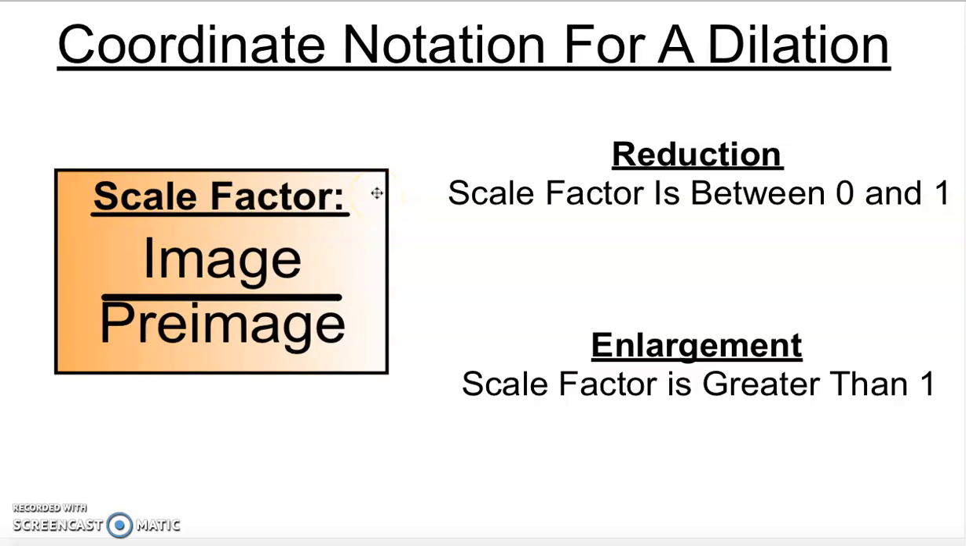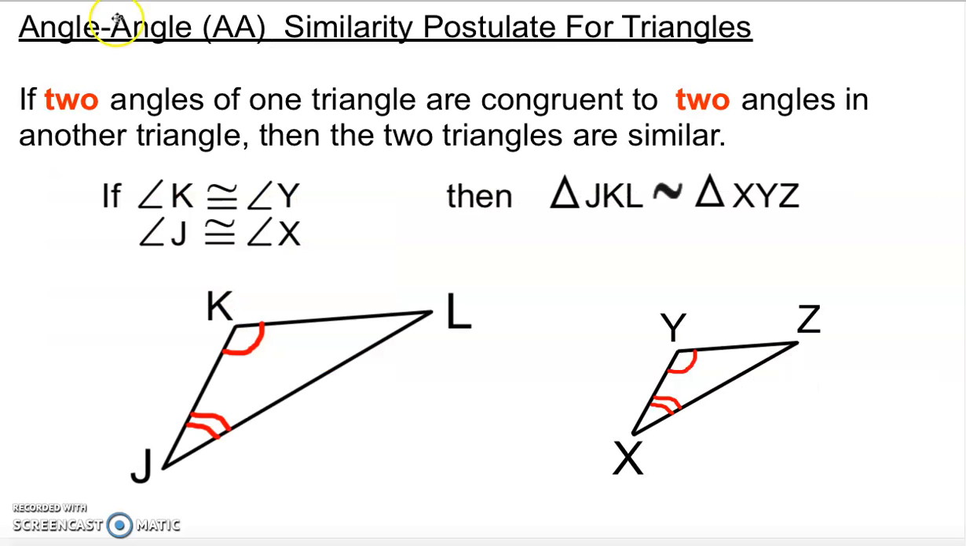So a regular notation for a dilation is image over pre-image, and that's locked. Like you can't manipulate that or change it. It is always image over what it is over what it was, and that's so that if we make it smaller, the scale factor is less than 1, and if we make it bigger, then the scale factor is larger than 1. So an enlargement means it's going to be larger than 1.